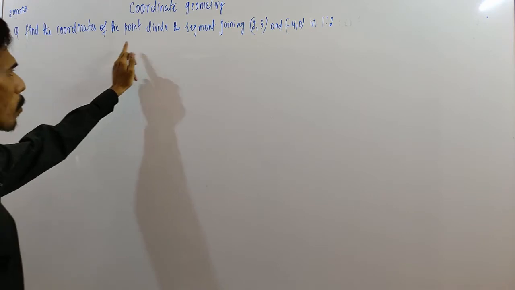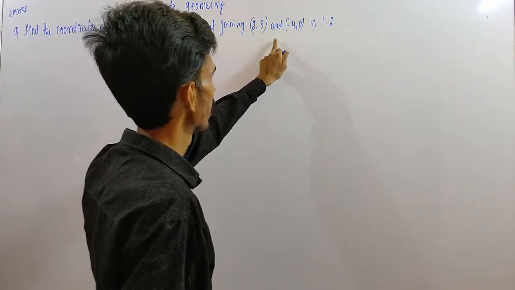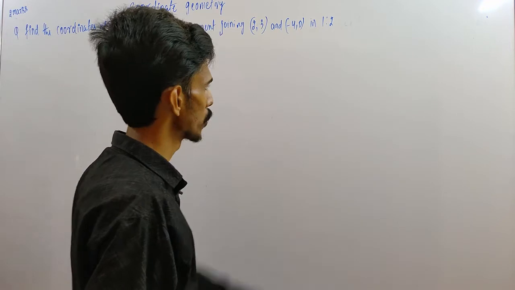Find the coordinates of the point that divides the segment joining 2, 3 and minus 4, 0 in the ratio 1:2.